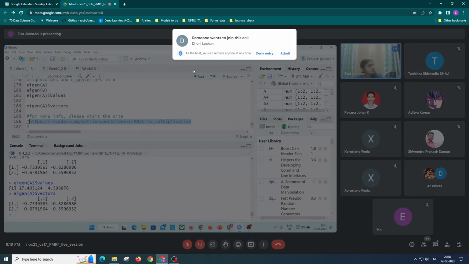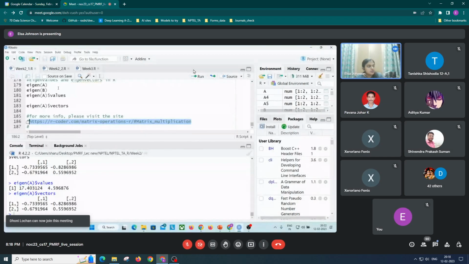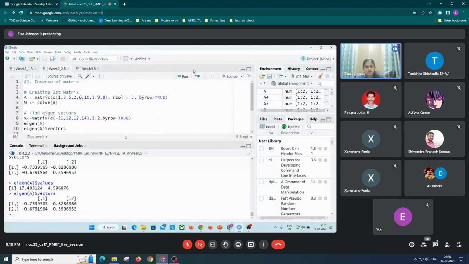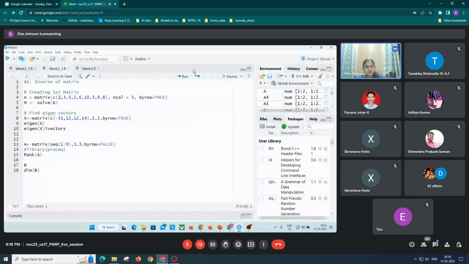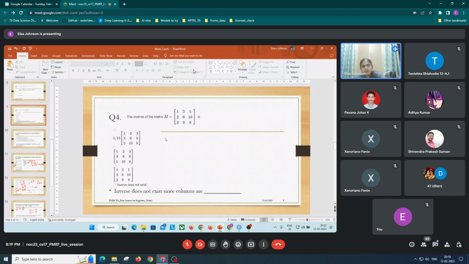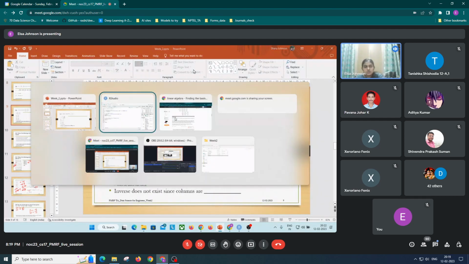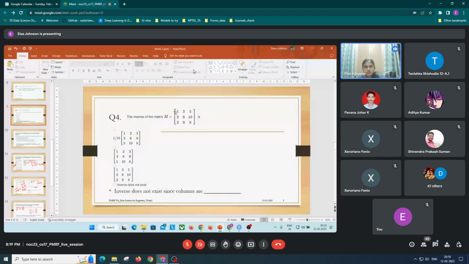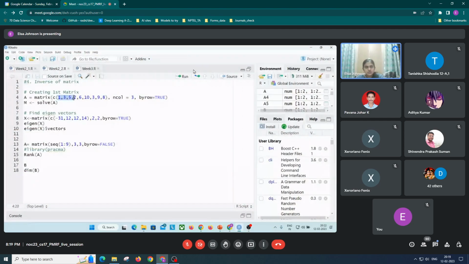So right now, what I'll be doing is going through some questions that were related to our session. I have just created the inverse of a matrix. Matrix 4 is given as 1 3 5 2 6 10 and 3 9 8. I have also put 1 3 5 2 6 10 3 9 8. Number of columns I have given as 3, and I have put byrow equal to TRUE, so that it goes row wise.